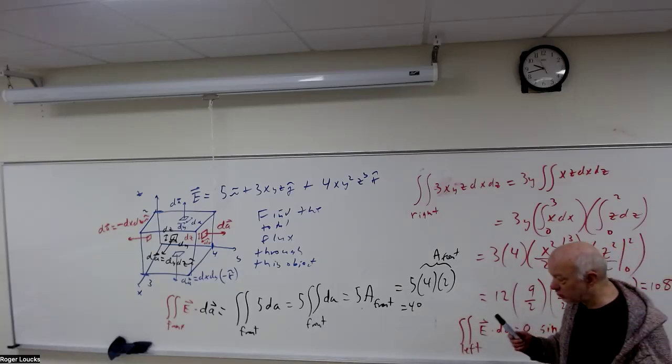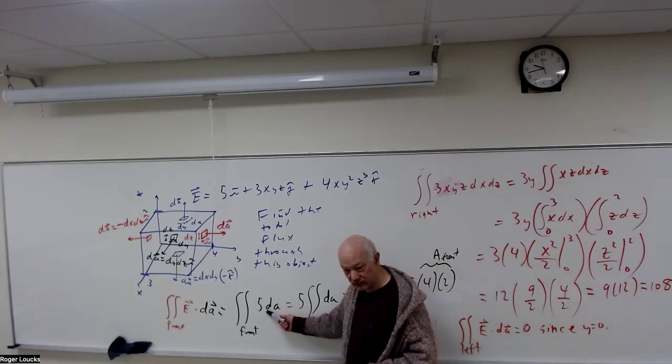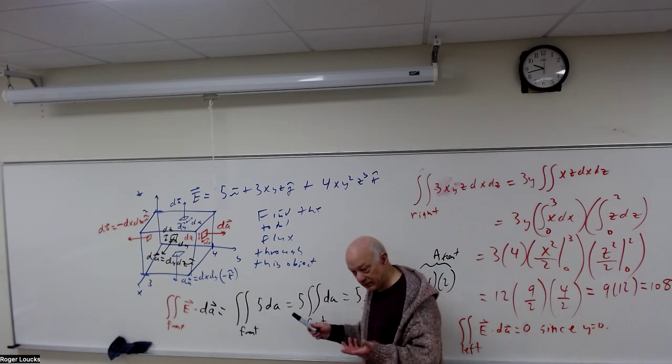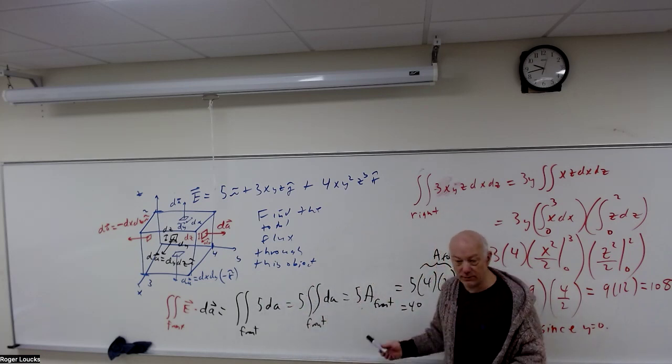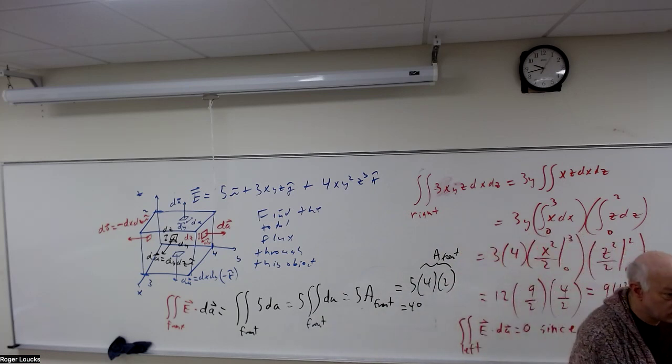Now, if you wanted to, again, you could put in that this is dy dz. You can go through and put in all the limits, just like we did over here, and you get the same thing, but it takes longer to do, so why do it?